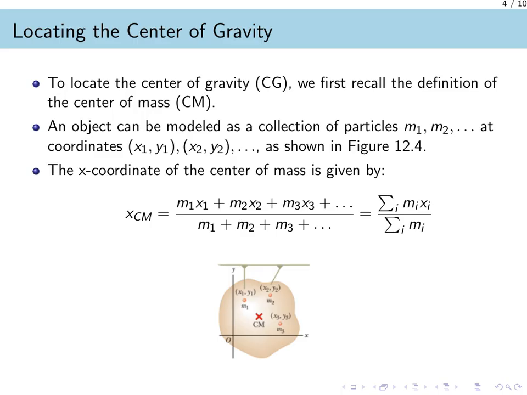To find its x-coordinate, we calculate a weighted average. As the formula shows, we take each particle's mass and multiply it by that particle's x-coordinate. We add all of these products together. Then, we divide that sum by the total mass of the object, which is simply the sum of all the individual particle masses. A similar calculation would give us the y-coordinate. In short, the center of mass is the mass-weighted average position of the particles that constitute an object.